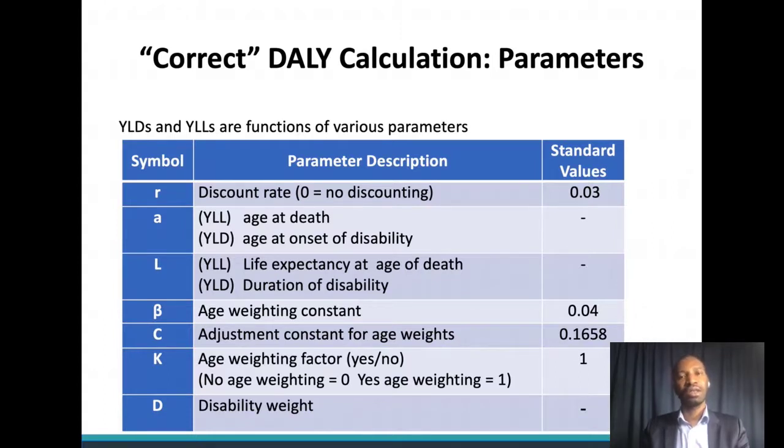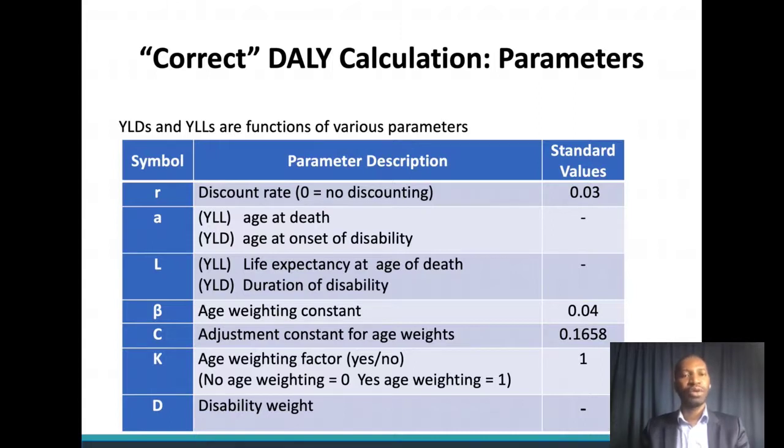But here's the correct DALY calculation with parameters. The formula is much more complex. The YLDs and YLLs are functions of various parameters. They are a function of the discount rate, 0 meaning there's no discounting. Discounting captures the fact that life lost today does not have the same value as life lost tomorrow, or disabilities that occur today do not have the same value as disabilities that occur tomorrow.